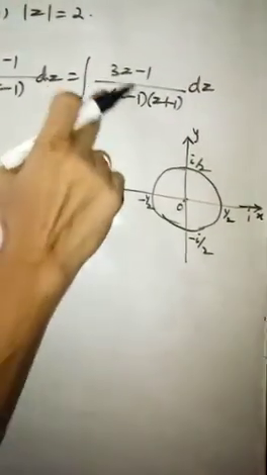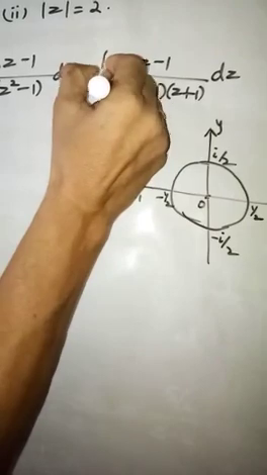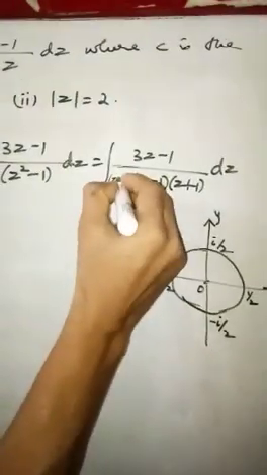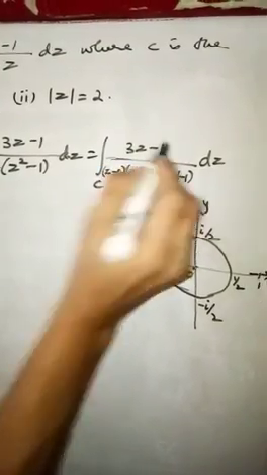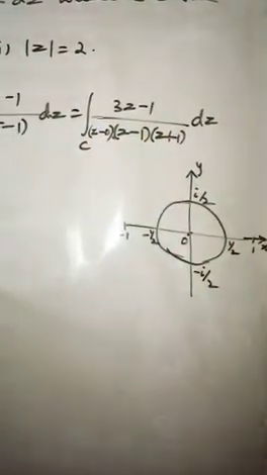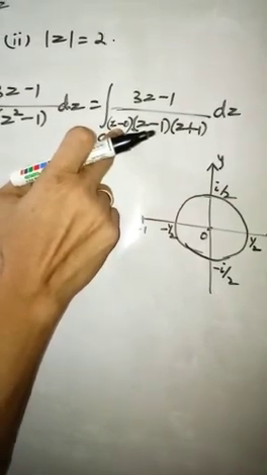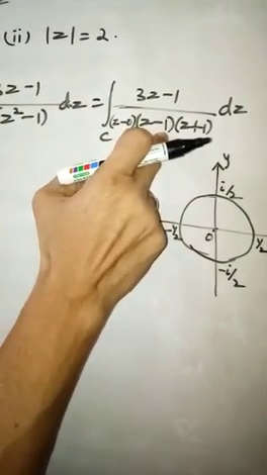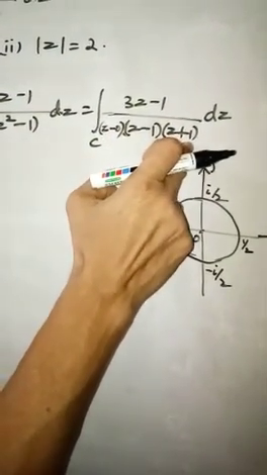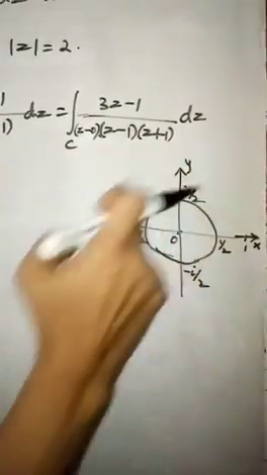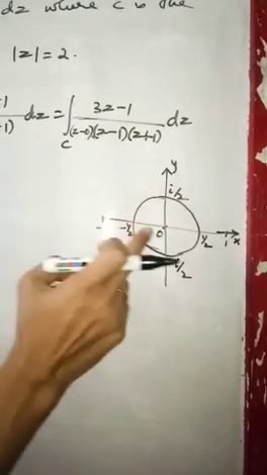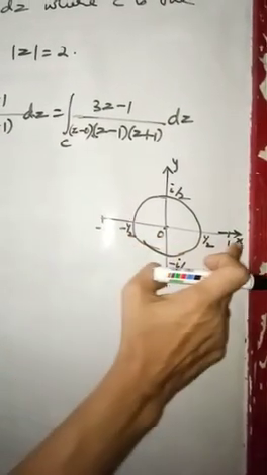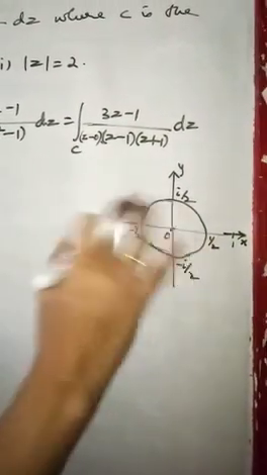Now see here, this z can also be written as z minus 0. Now three factors are there here. The first factor, z naught, is 0. The second factor, z naught, is 1. The third factor, z naught, is minus 1. So which lies inside the given circle for the first subdivision? Only 0 lies inside the circle, and 1 and minus 1 lie outside the circle.